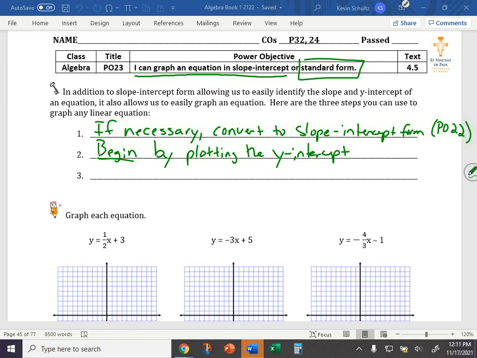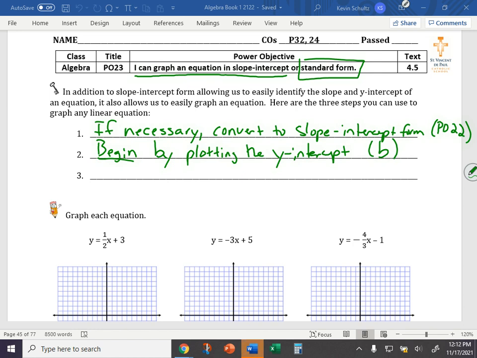Think about slope-intercept form. Think about the y-intercept. Why would I use the word begin, rather than start with or first you? Why begin? In slope-intercept form, which variable is the y-intercept? The last one. Which letter? B. And the word begin starts with B, right? So you start with that B variable, okay? That is where you begin.